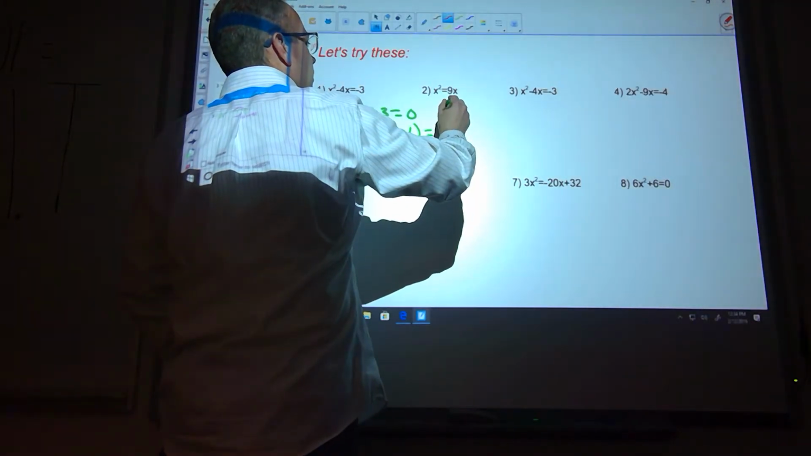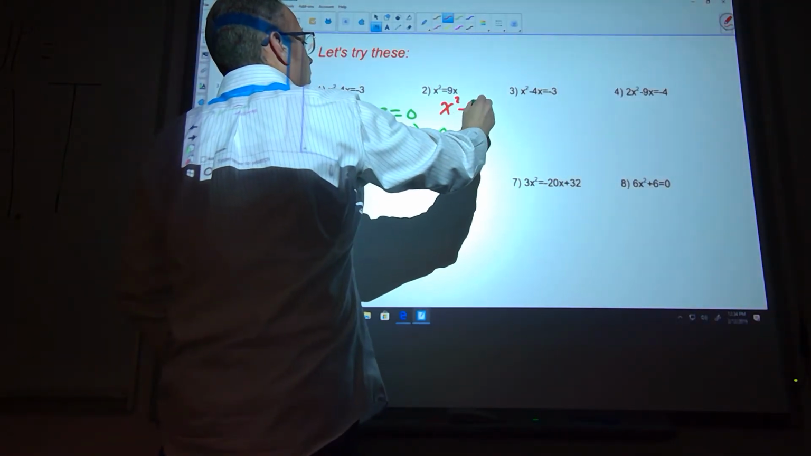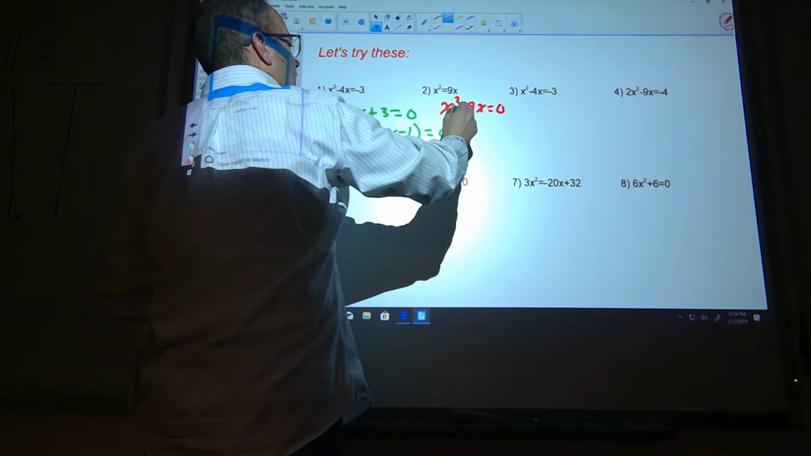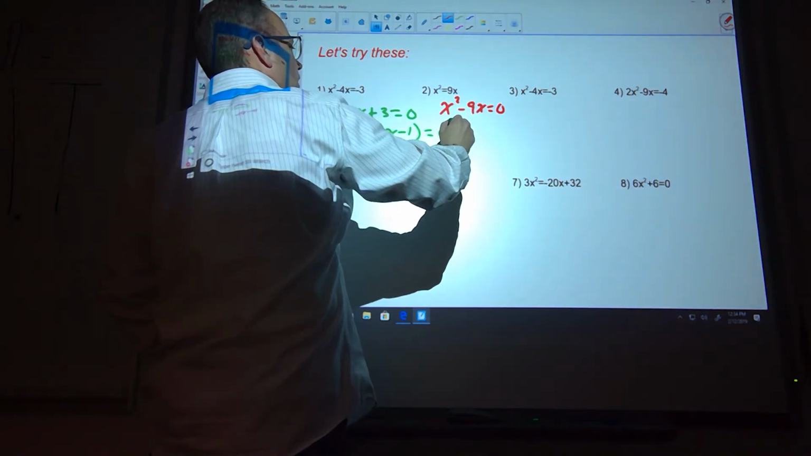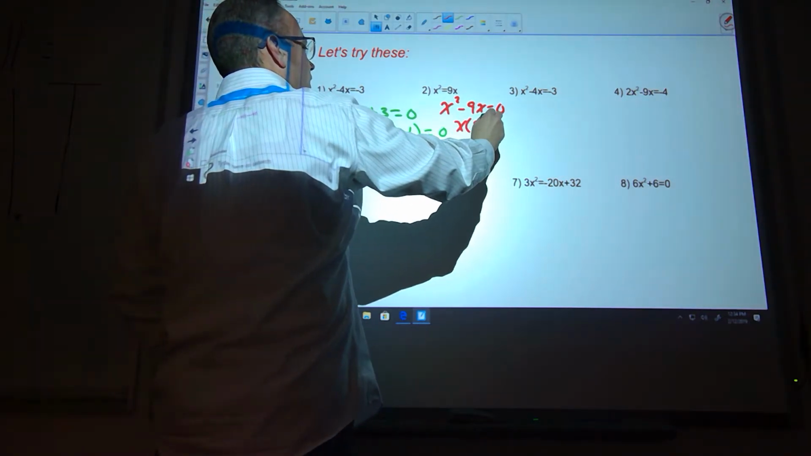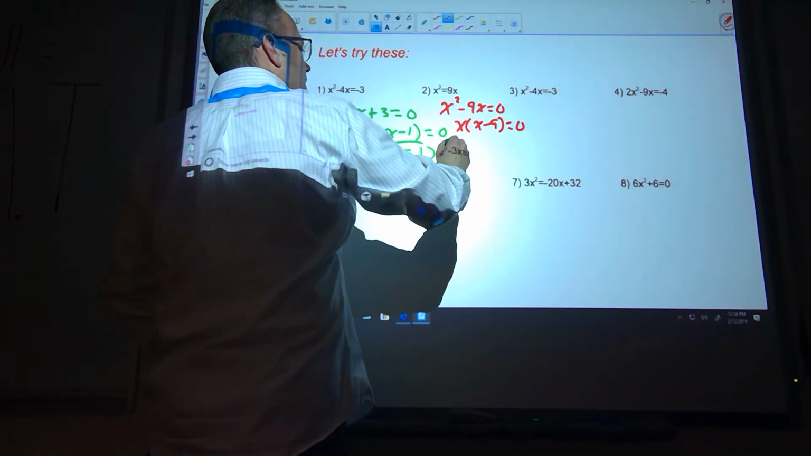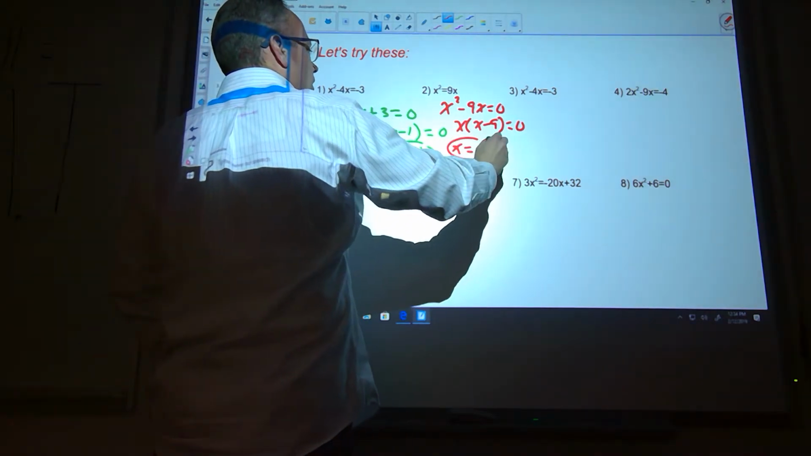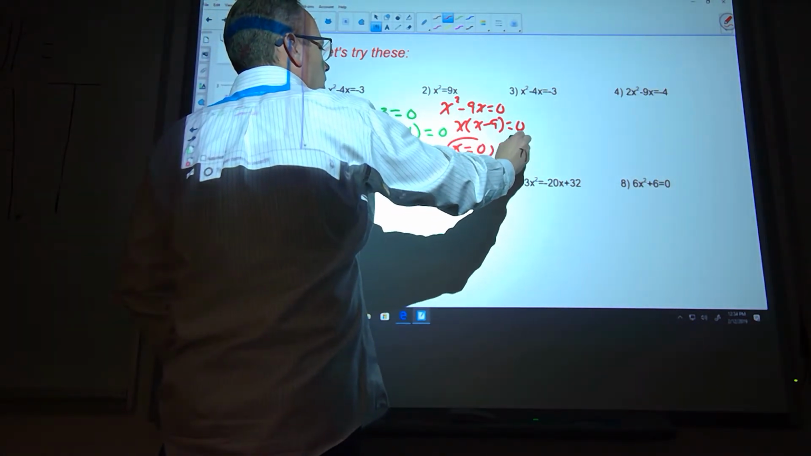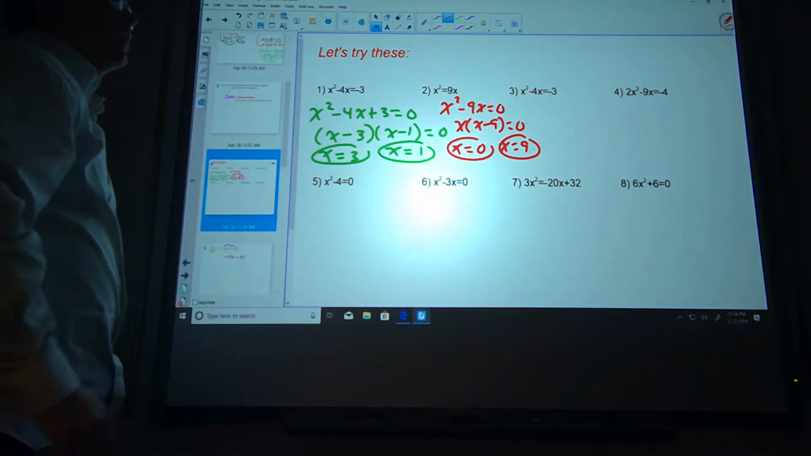So I'm going to get this. Is that okay? Can I factor an x out? So I get an x and x minus 9. So one of my answers is x equals 0. The other one is x equals 9. Done.